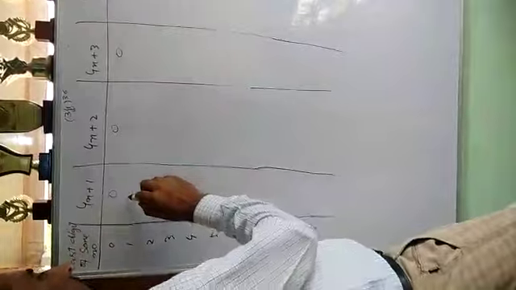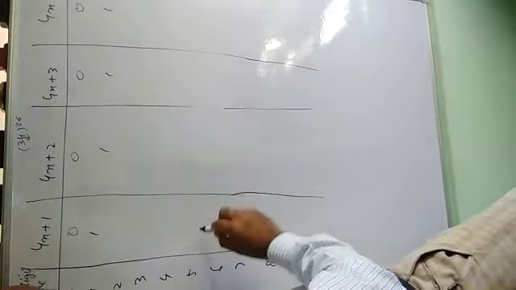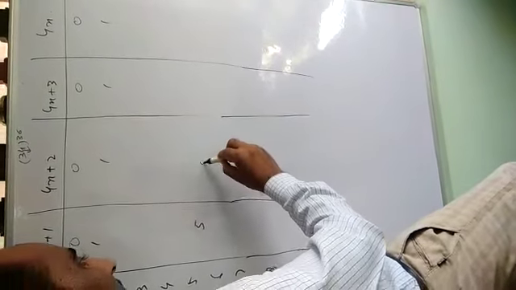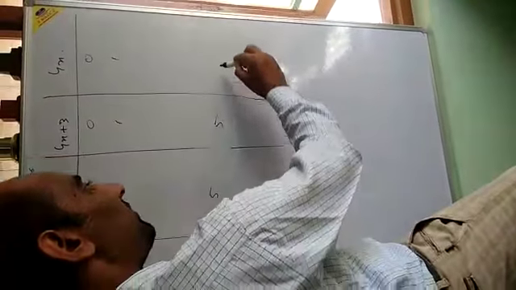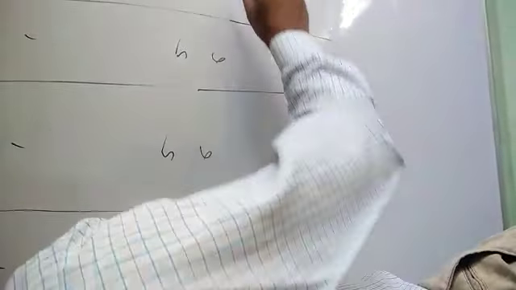The same is true for 1: 1, 1, 1 and 1. The same is true for 5: 5, 5, 5 and 5. The same is true for 6: 6, 6, 6 and 6. See here.